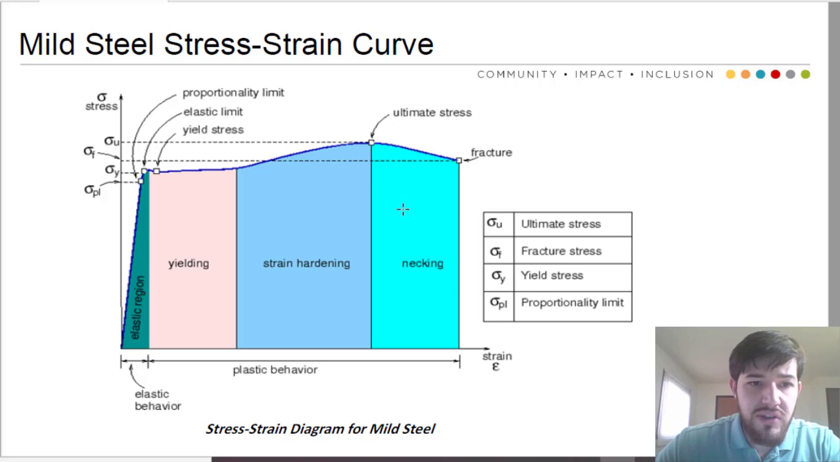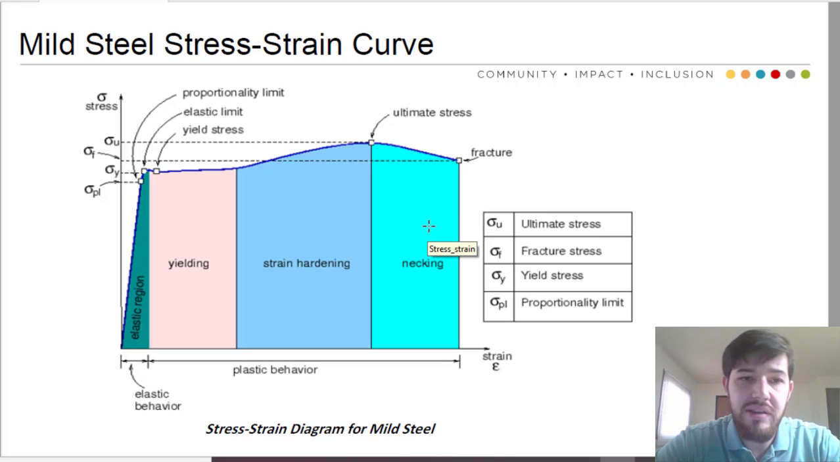Okay, so in general, to conclude, this stress-strain diagram is specific to mild steel. Mild steel is a material of iron with carbon in a low proportion. And this stress-strain diagram cannot be generalized to all materials.